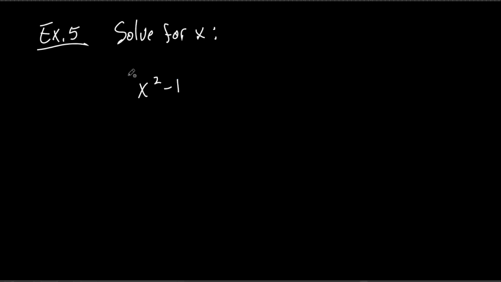Okay, so example 5. Let's do another one. It's another substitution. It's similar to what we just did. All right, so it's not a whole lot different. So we're solving for x. Solve for x. And here's the problem. It's x squared minus 1 in parentheses squared plus x squared minus 1 minus 12 equals 0.